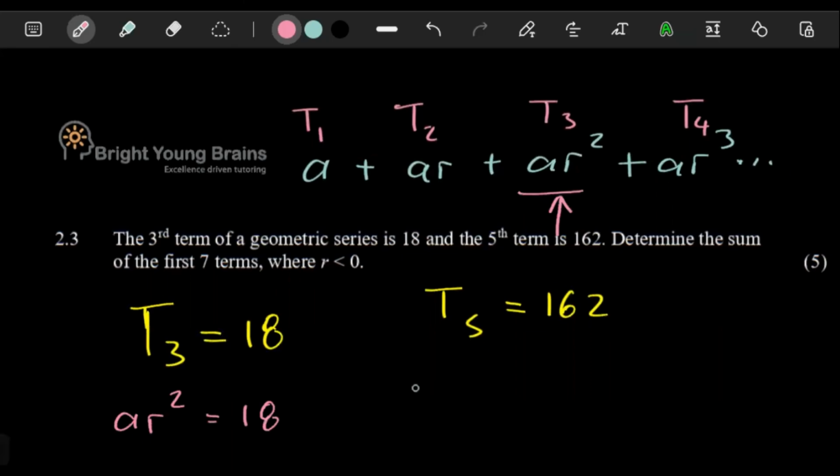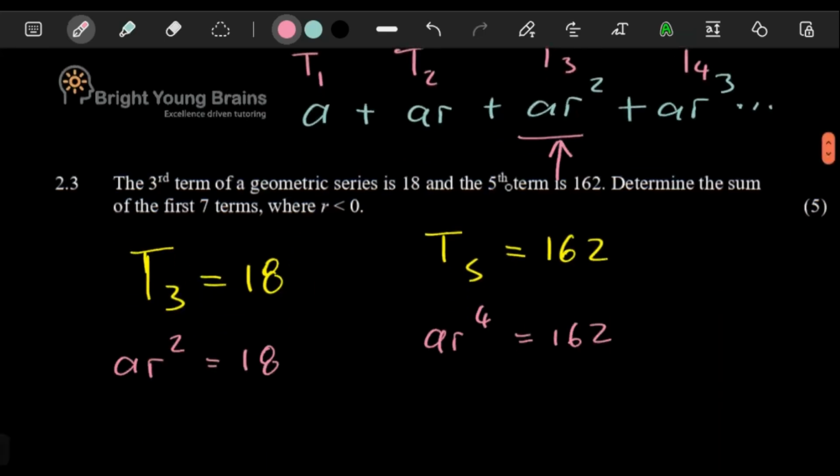T5, you automatically know it's just AR to the power 4, and this is equal to 162. So this one statement has given you these 2 pieces of information. It's clearly 2 equations where those 2 equations have A and R as your only variables. So if you read some more, they want you to determine the sum of the first 7 terms.